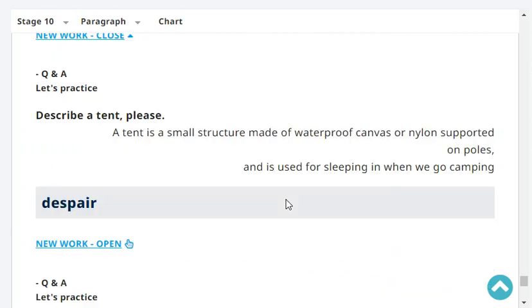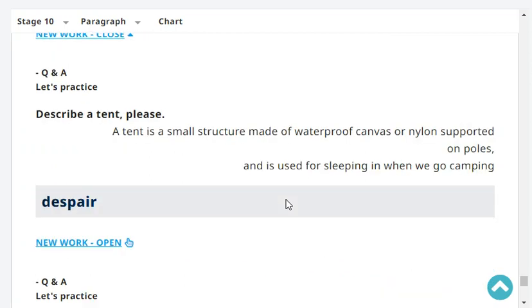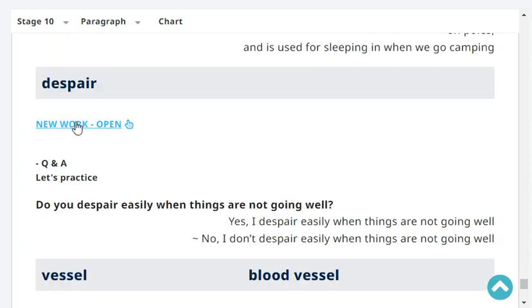Let's practice. Describe a tent, please. A tent is a small structure made of waterproof canvas or nylon, supported on poles, and is used for sleeping in when we go camping. Very good.